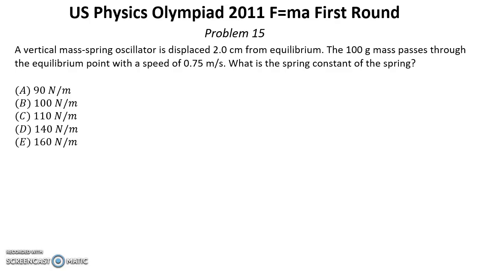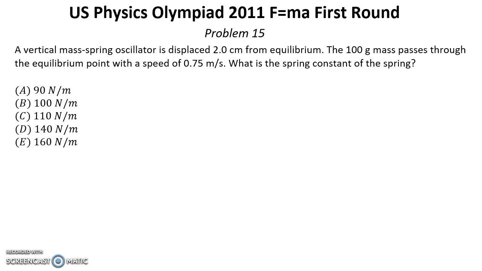A vertical mass spring oscillator is displaced 2 cm from equilibrium. The 100 gram mass passes through the equilibrium point with a speed of 0.75 meters per second. What is the spring constant of the spring? Solution.